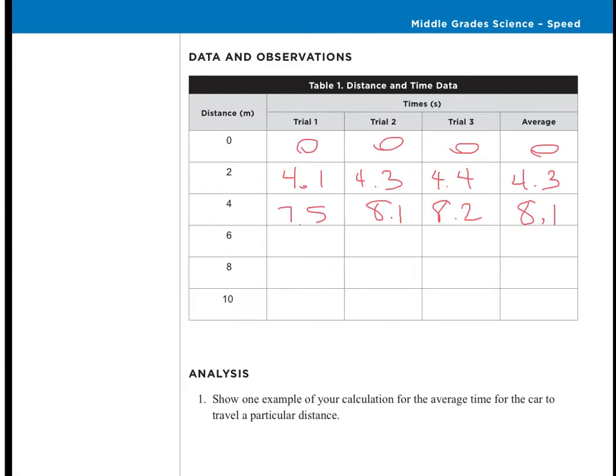Now, when we do any calculations or anything else in the lab, we will only be using our average times. We will not be using any of the trial times. So please make sure you're aware of that.